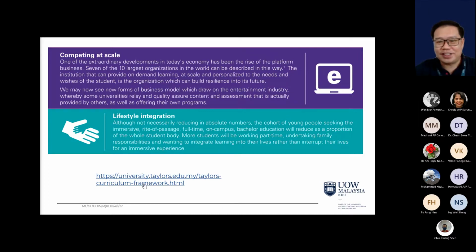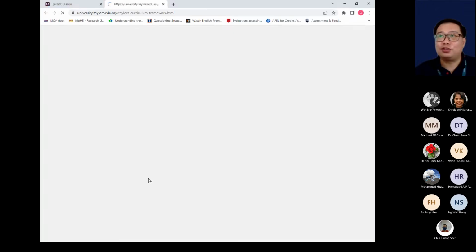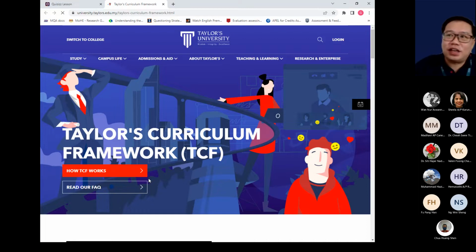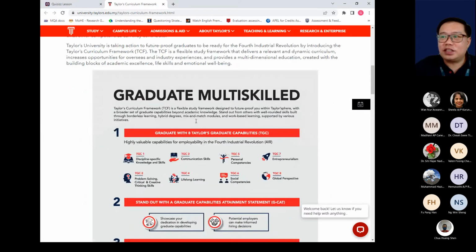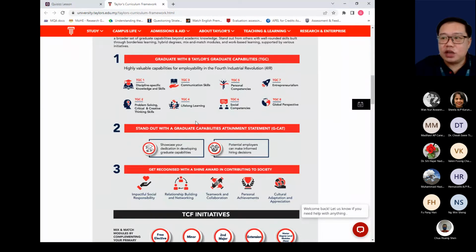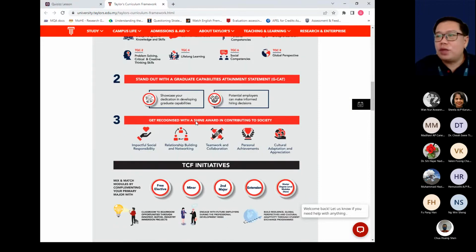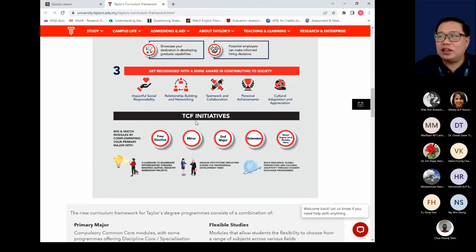I don't work for them, but I respect them. I find them very positive. Some of you may work for them and say otherwise, I do not know, but I find them very proactive in aspects pertaining to learning. I'm going to show you here. Taylor's has this Taylor's curriculum framework, you can see it on screen. What they want to do is develop students with multiple skills, same as us. So they have different kinds of electives and majors.